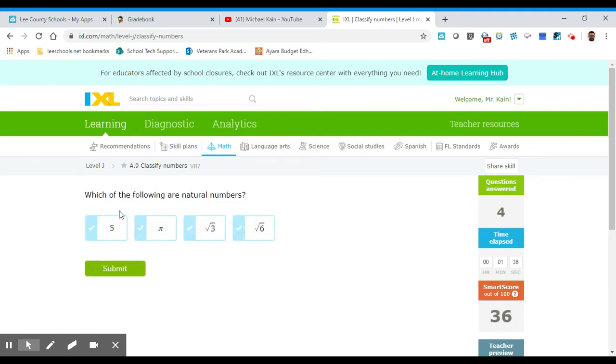All right. Which are natural? 5 is the only natural number. All of these others are not numbers that you can count on a number line.